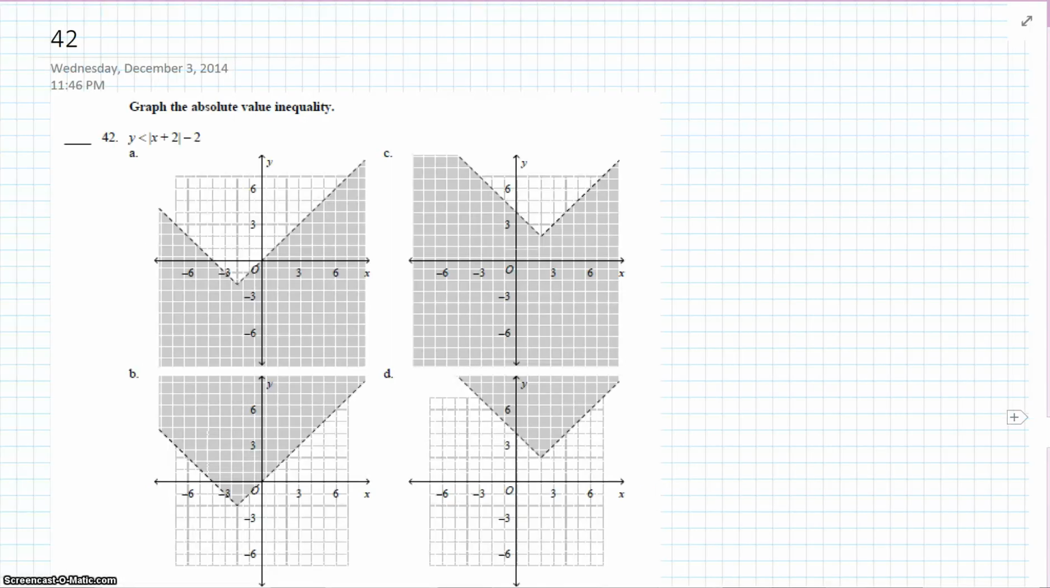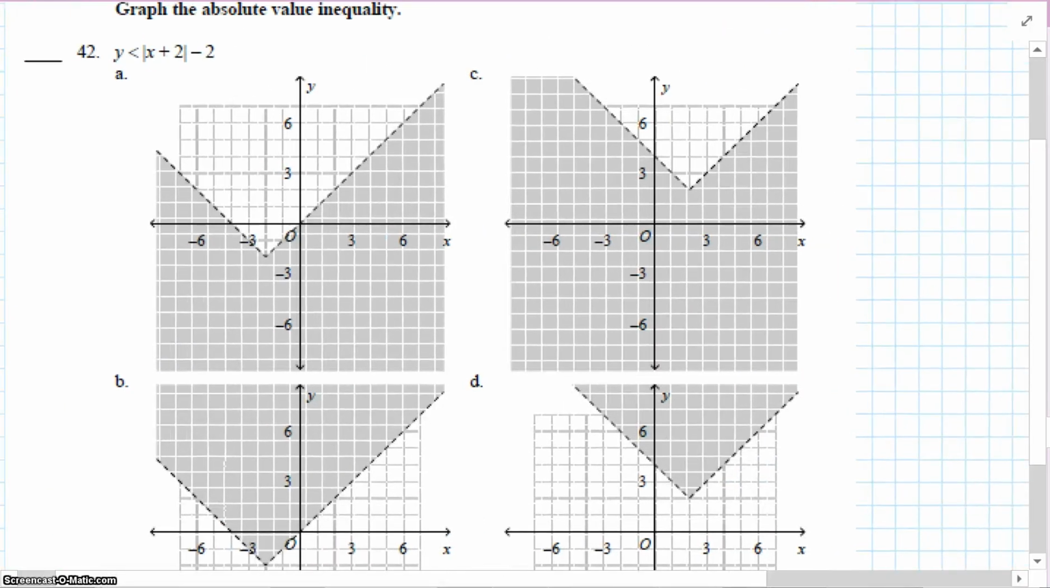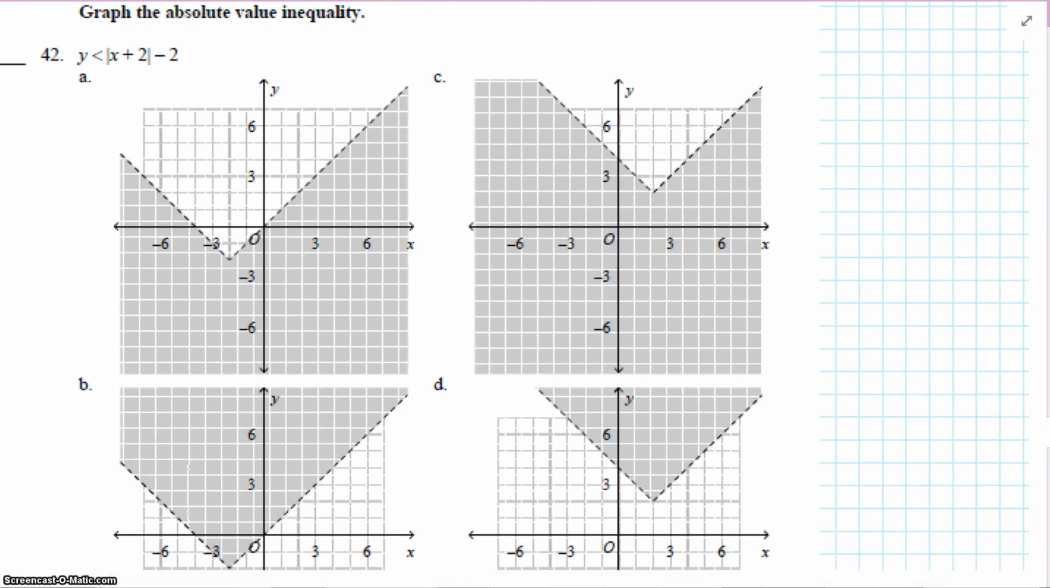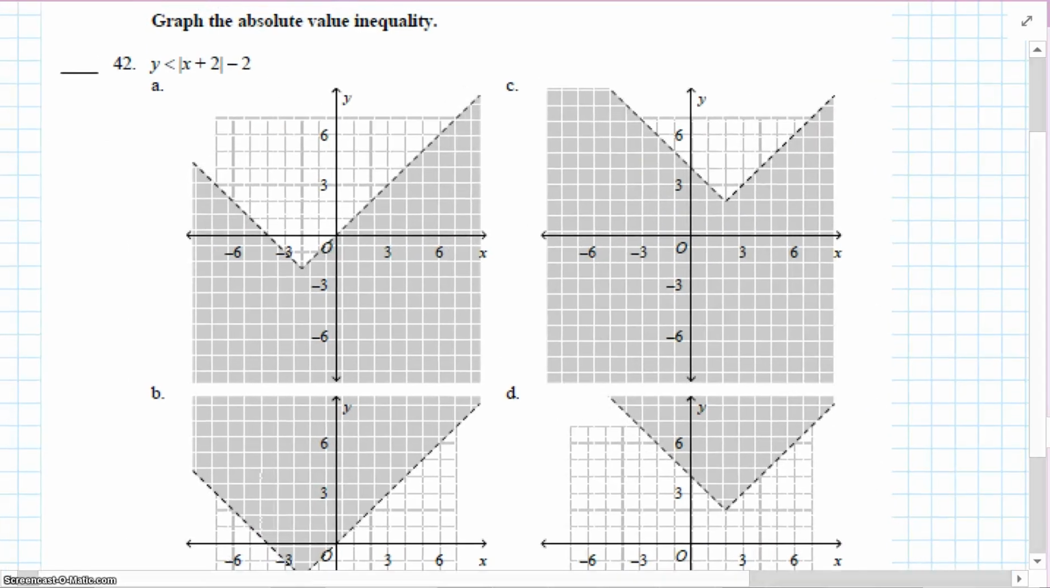All right, 42, graph the absolute value inequality. So it's y is less than, so we're looking for a dotted line below. Well, what makes this 0? That's going to be our x value. Well, x has to be negative 2. So it looks like the answer for 42 is A.